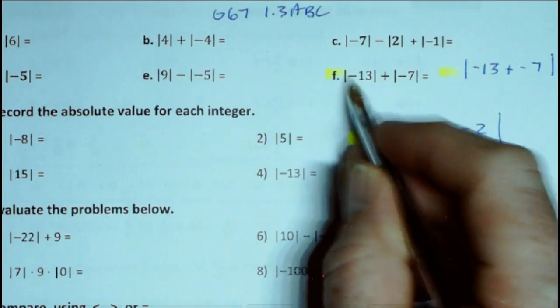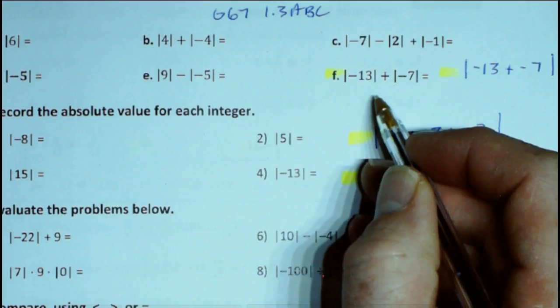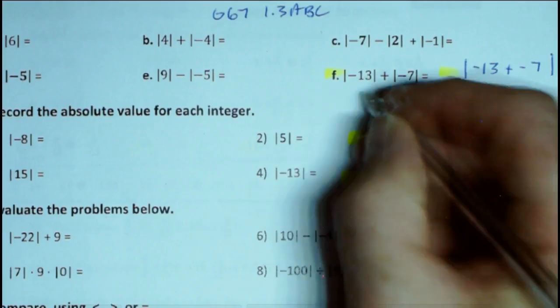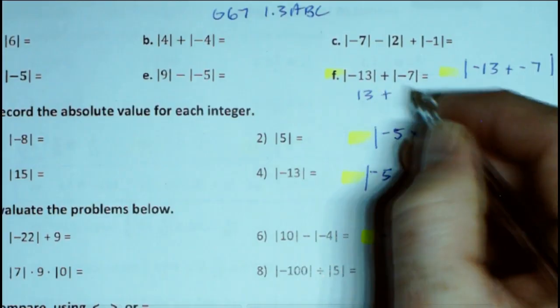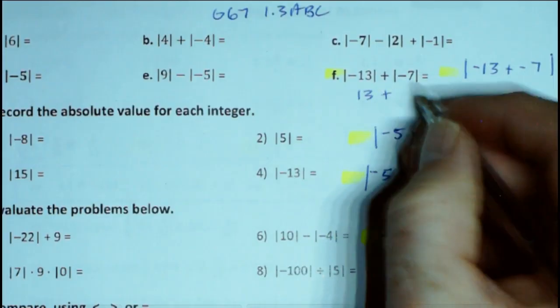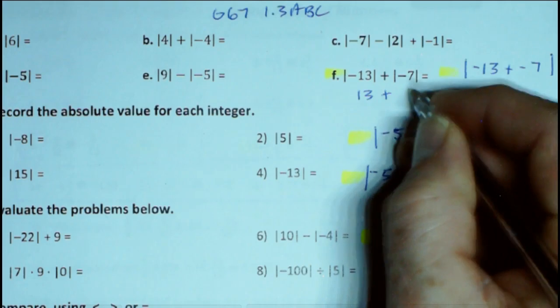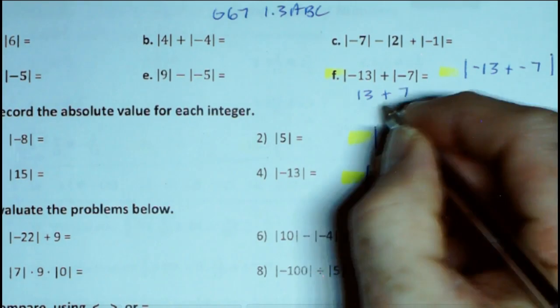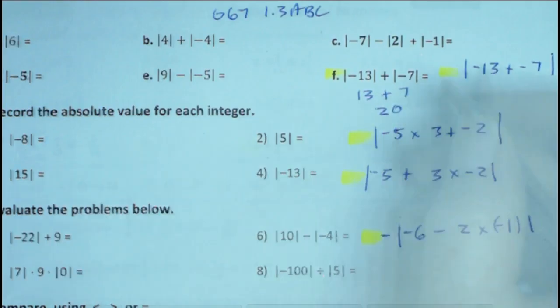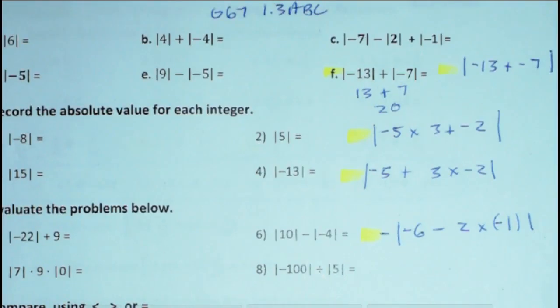So anything that's inside the absolute value bars becomes positive. So the absolute value of negative 13 is actually just 13. We need to add that to the absolute value of negative 7. Everything inside there becomes positive, so that's 13 plus 7, and the total is 20. So when I evaluate that, it's worth 20.